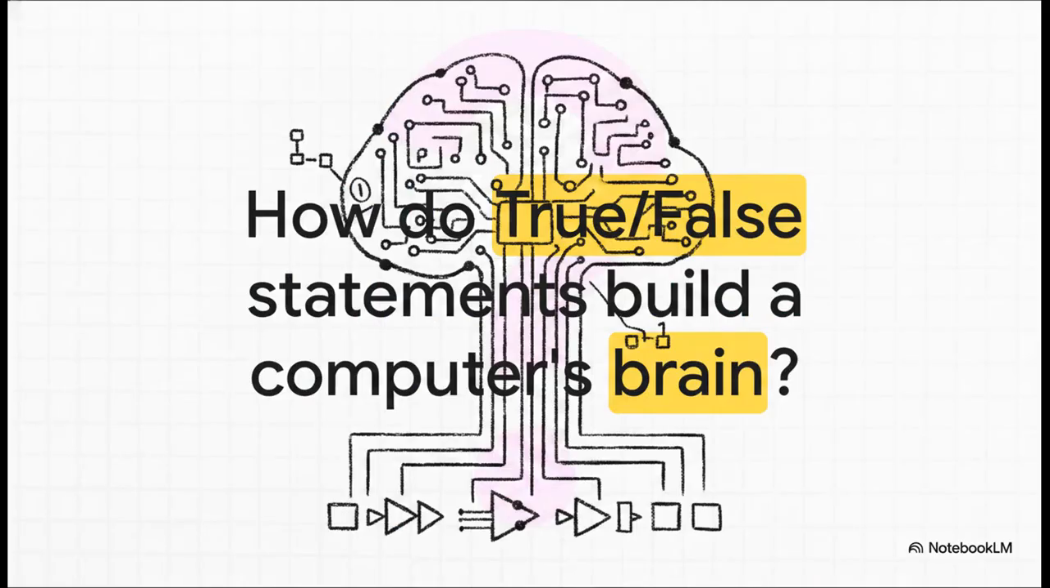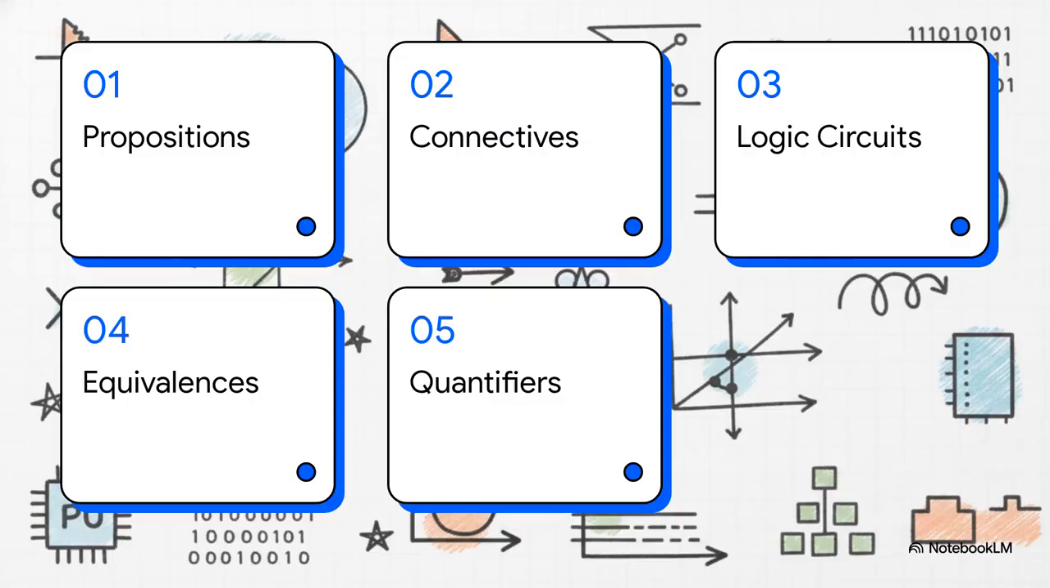Which brings us to the big question framing our exploration today. How do incredibly simple, binary true or false statements actually combine to build the massively complex brain of a modern computer? Throughout this explainer, we're going to follow a bottom-up approach. We'll start with the tiniest possible pieces of logic and snap them together piece by piece until we've built the architecture of digital reasoning. Here is our quick 5-step agenda for today.